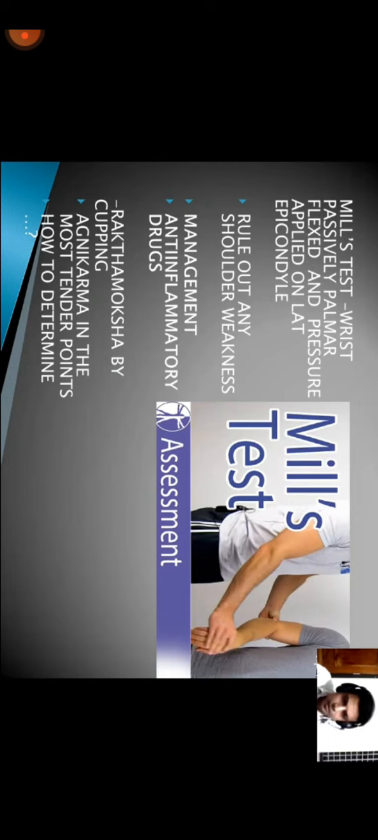And Agnikarma at the most tender points; Agnikarma and Raktamokshana can be done. But how do we determine whether our patient is fit for Agnikarma or Raktamokshana? We can use an ice cube or a heated shalaka, and place the blunt part of the shalaka on the lateral epicondyle. If the patient has more complaints or the complaints worsen, then we shouldn't do Agnikarma there. We can apply Raktamokshana there. And we check whether there is Upashaya or Anupashaya here.